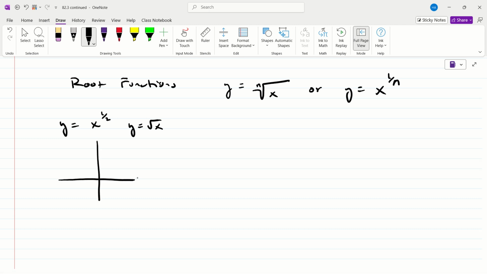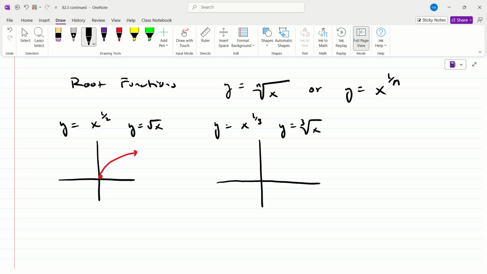So this guy, we know to have this graph. Notice that this function only has x values in its domain from 0 to infinity, because you can't plug in negative numbers into a square root. Compare that to x to the 1/3 power, also known as the cube root of x.